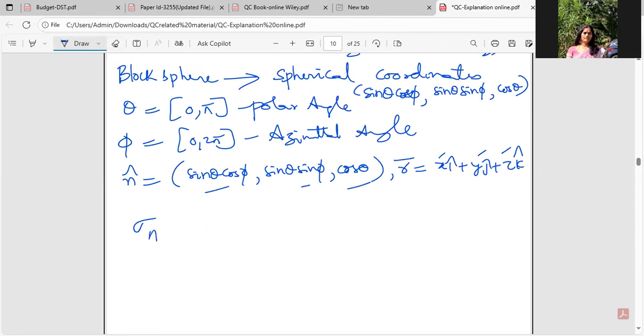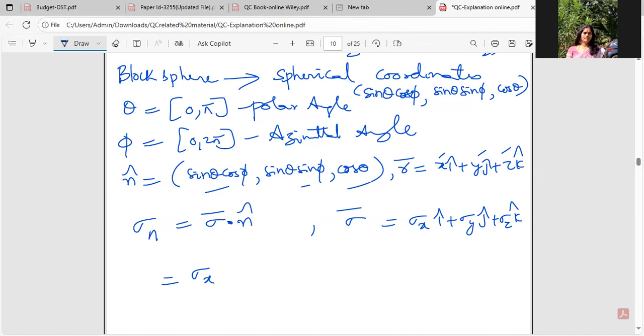Sigma n is nothing but sigma bar dot n cap. What is sigma bar? Because I'm in 3D, it is sigma x i cap, sigma y j cap, sigma z k cap. Now, what is n cap? I know. What is sigma bar? I know. So what I will have is the dot product, ith into ith, jth into jth, kth into kth. Sigma n is nothing but sigma bar dot n cap. I'm finding out the directional vector.